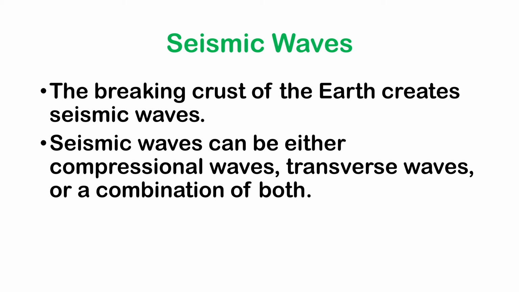Seismic waves, known as earthquake waves, are created when the crust of the earth breaks. They can be compressional waves or transverse waves or a combination of both. Remember in the previous unit, compressional waves are the push and pull waves. We called them P waves. And the transverse waves, we called them S waves. And remember, those were the two types of earthquake waves that helped us discover that the earth was made of layers.